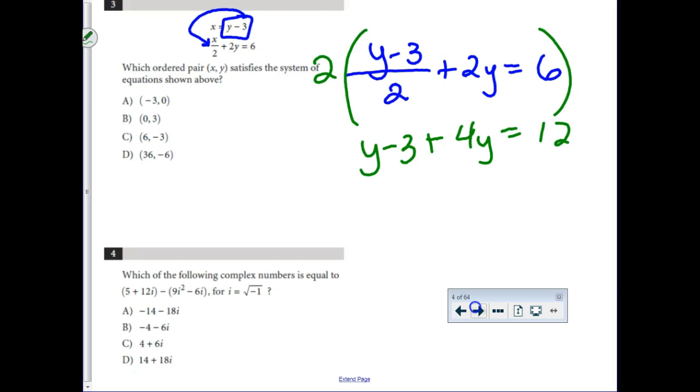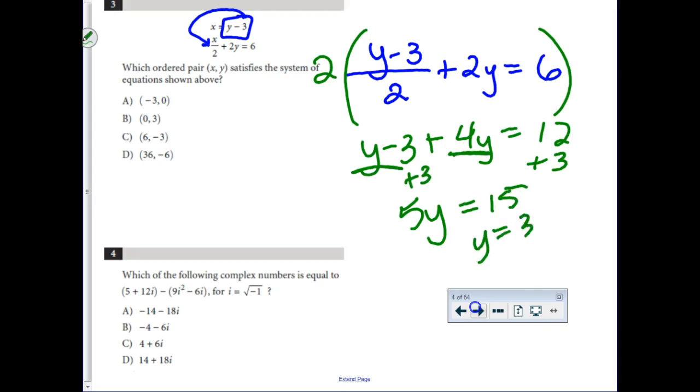So collecting your like terms. y and 4y is 5y. You're going to add the 3 over here. Equals 15. So y equals 3. And I'm not going to bother to finish this question because I look at my choices. That's the only one with y equals 3. I'm feeling pretty confident about my math there.